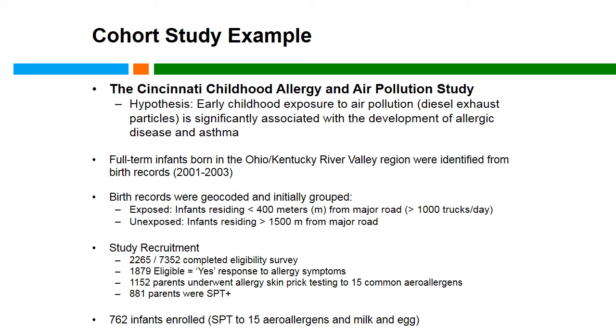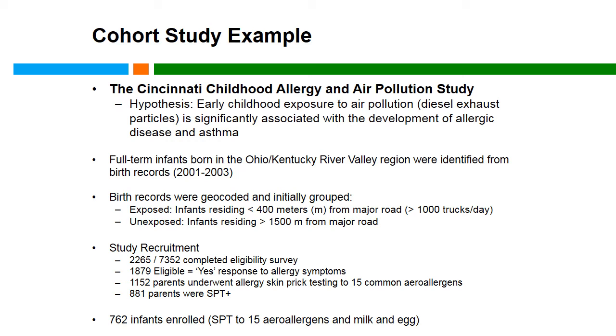So the study consisted of full-term infants that were born in the Ohio-Kentucky River Valley region, and these were identified from birth records in 2001 to 2003. And again, in the classic cohort study design, we identified what we thought were an exposed population and an unexposed population. Those that were defined as exposed were the infants residing less than 400 meters from a major road, and the unexposed population were infants that were residing greater than 1,500 meters from a major road. And so we're going to prospectively follow them, looking for the development of allergies and asthma.